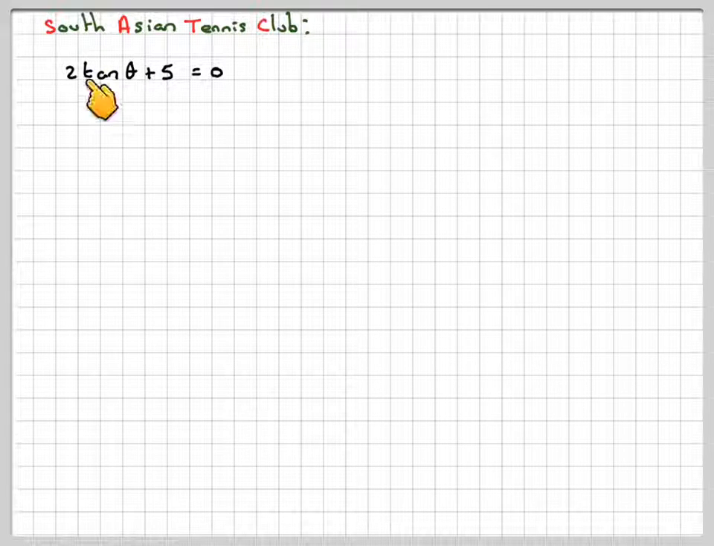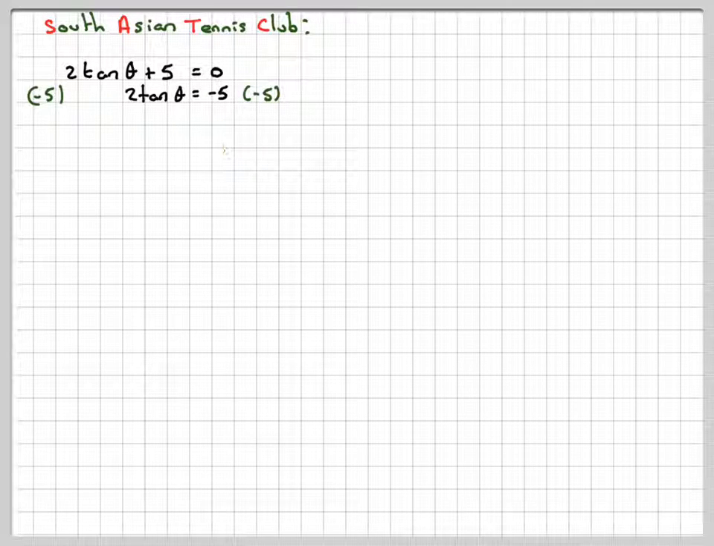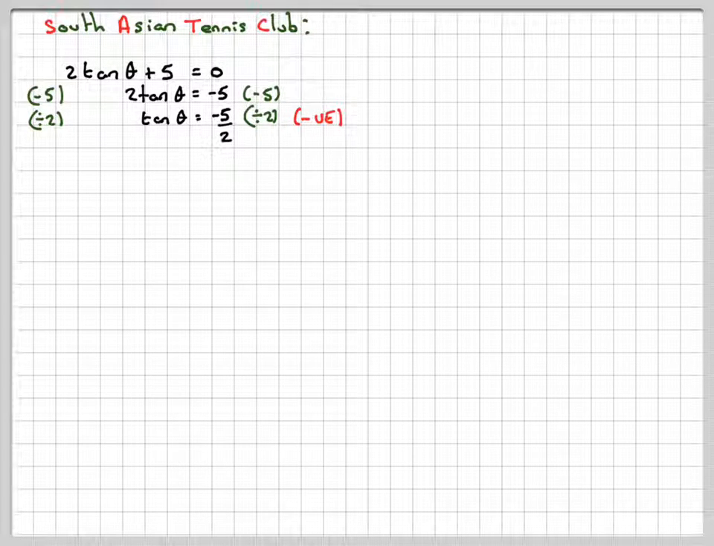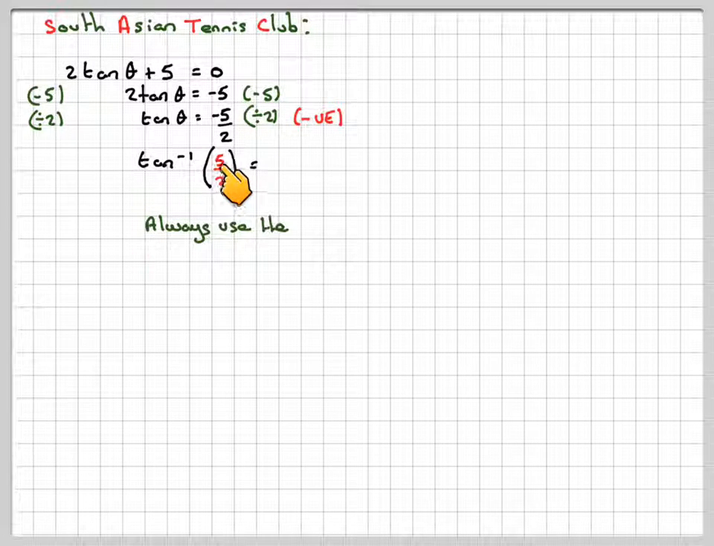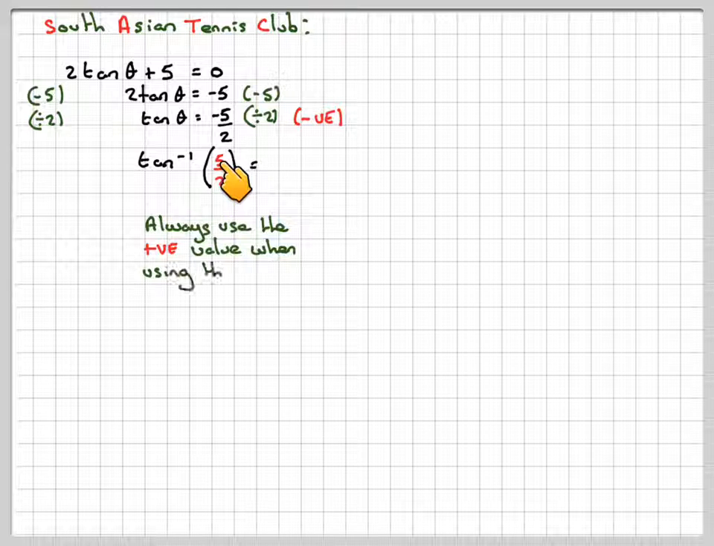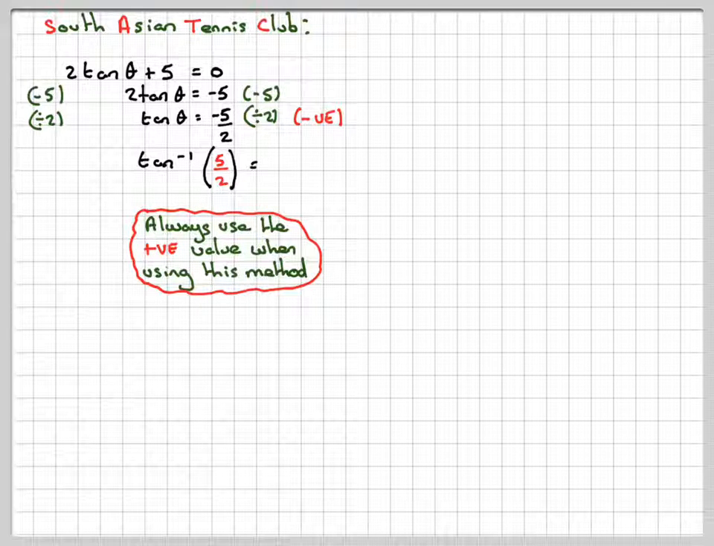I prefer this method, which is called the South Asian Tennis Club, or the CAST method if you look in most textbooks. So again, we reduce the equation down to tan theta is equal to something. So taking 5, you get 2 tan theta is equal to minus 5. Dividing by 2, tan theta is equal to minus 5 over 2. Now what you do is you note that that is negative. And because you want tan to the minus 1 of, you take the positive value of that only, 5 over 2, that will give you 68.2 degrees, correct to one decimal place.